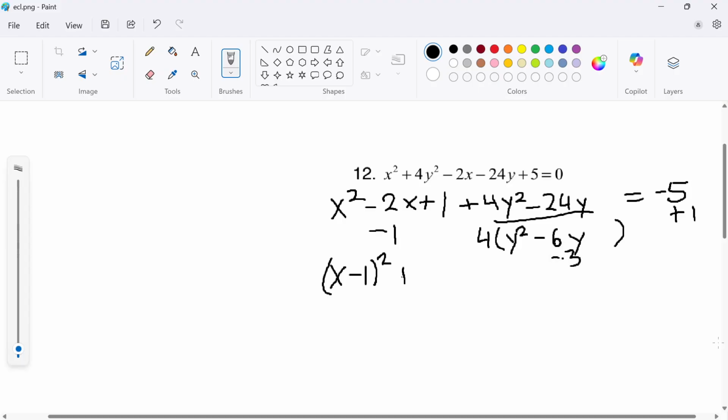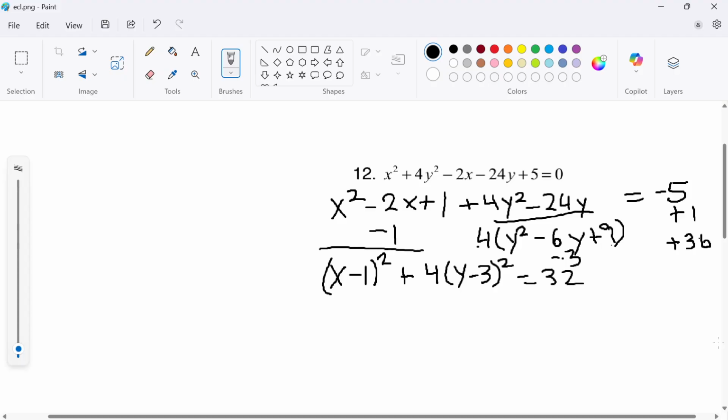There. So half of negative 6 is negative 3. So I know this is plus. I have to bring the 4 down. And I have y minus 3 squared. And then negative 3 squared is positive 9. And now I don't add positive 9 to this side. I have to do 4 times 9, plus 36. So 36 plus 1 is 37, minus 5 is 32.